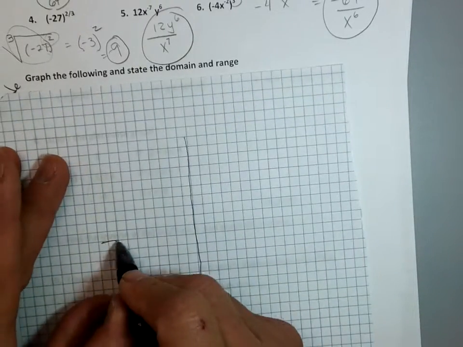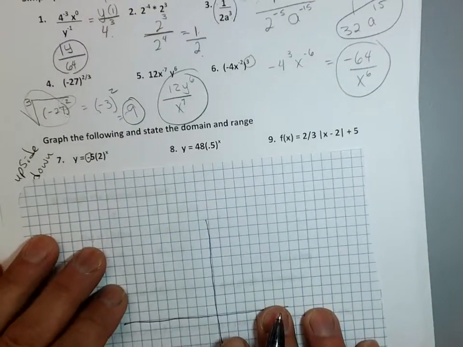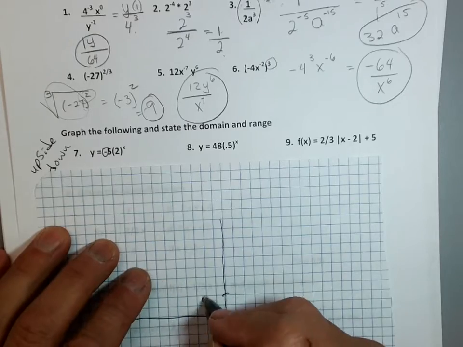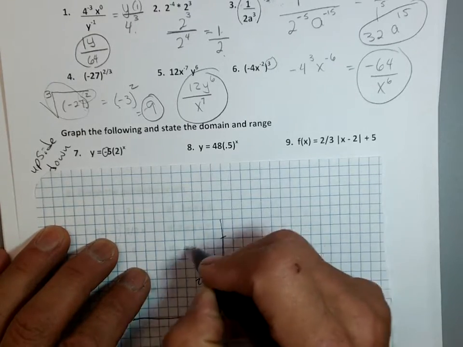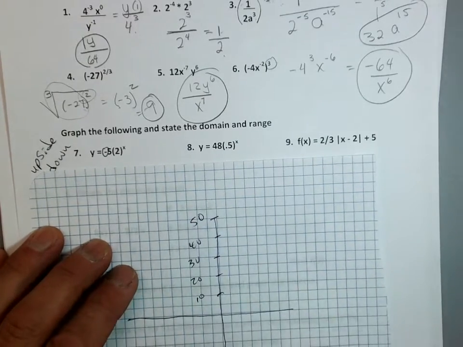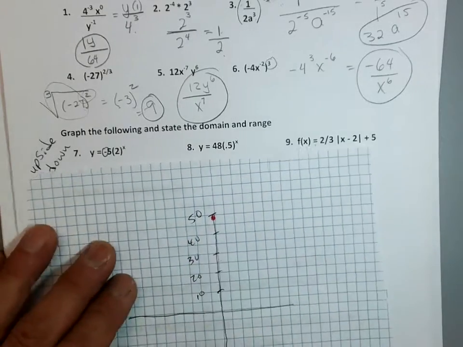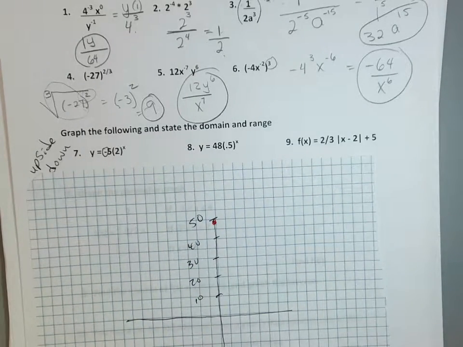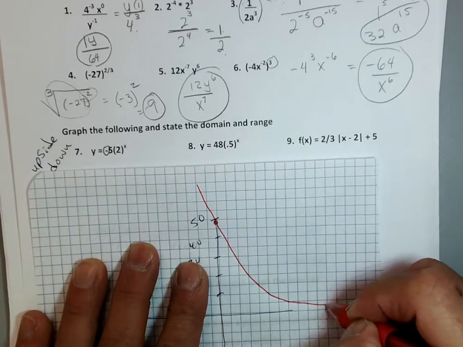Let's take a look at number 8. I'm going to start way up at 48, so 10, 20, 30, 40, 50. I'll estimate 48's about there. I know it's decay because of the 0.5, so it's going to go down. The shape should look something like this.